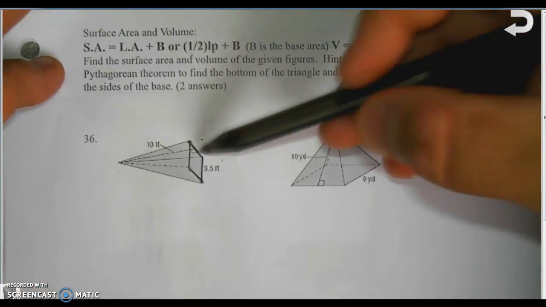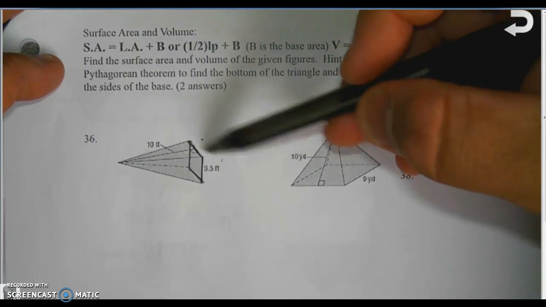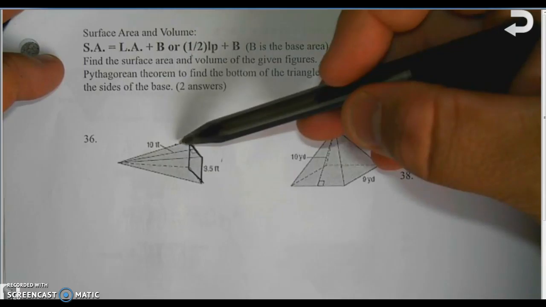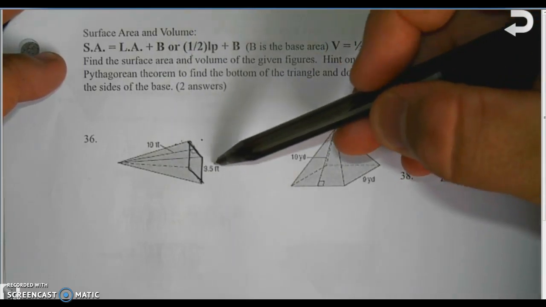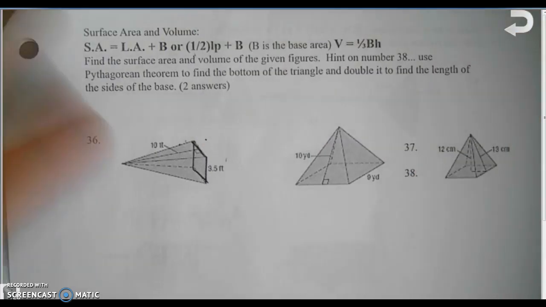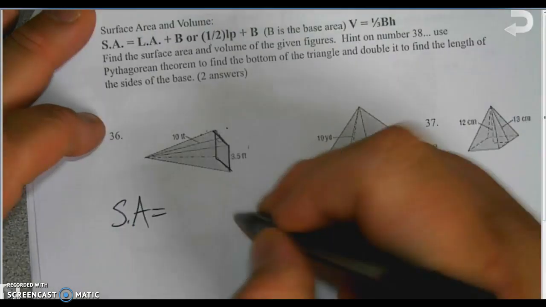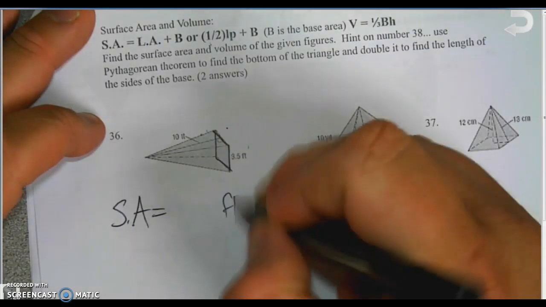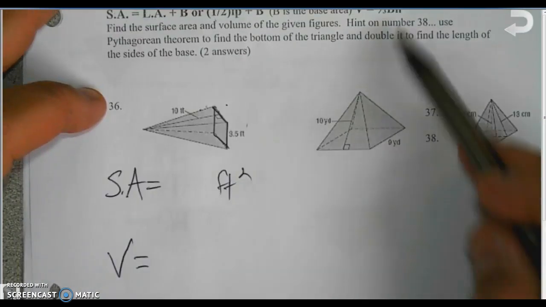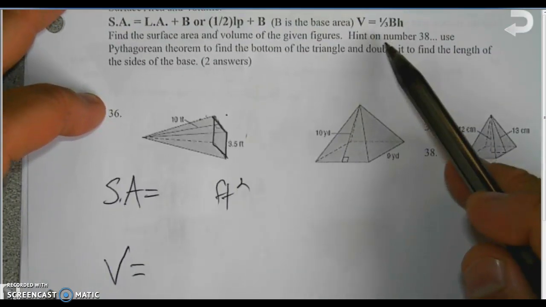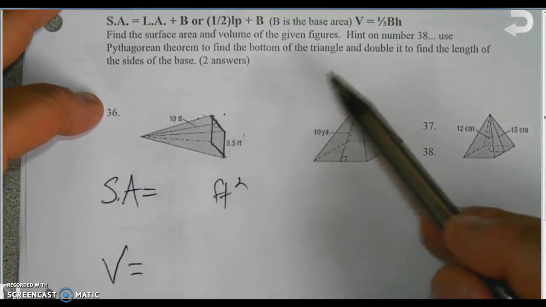So when we get back to this one, you do half times L times P, so 3.5 times 10, that's 35 times 10... well, that's 50, and then you're going to add the base area, 3.5 times 3.5, whatever that is, and you'll get your surface area. You're going to have just one answer here. It's going to be feet squared. And when you do your volume, you're going to do the base area, again 3.5 times 3.5, and then times the height.